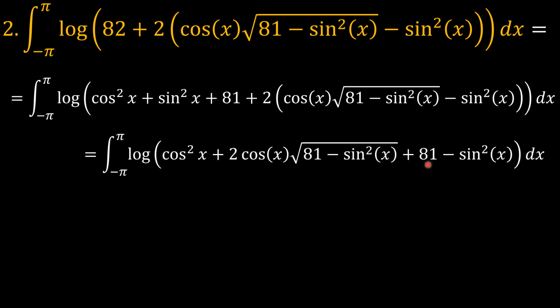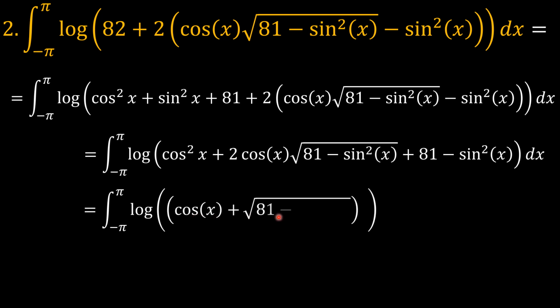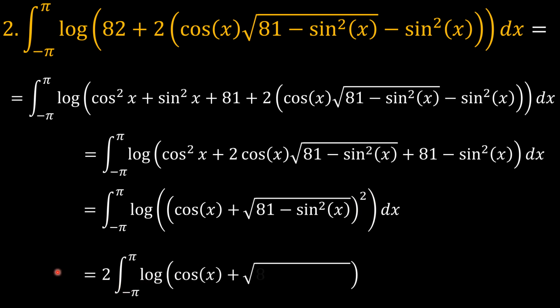So we see this as the square of this. And so now all of a sudden we see that this was created from squaring cosine x plus the square root of 81 minus sine squared x. So this is where things begin to be very interesting. So we can now say that, pulling the 2 out, using the rules of logarithm, this is twice the integral from x equals negative pi to x equals pi of natural logarithm of cosine x plus the square root of 81 minus sine squared x.